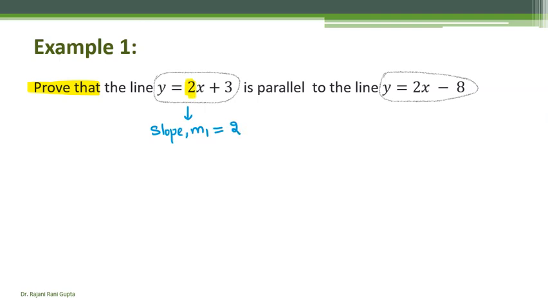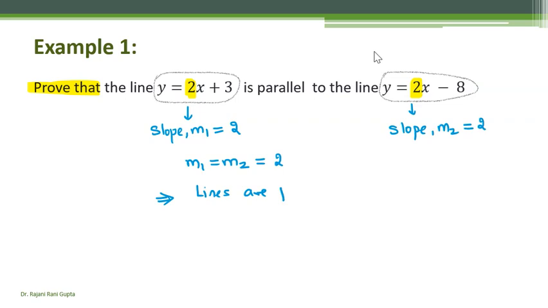For the second line, if I ask slope, m2, which is again the coefficient of x, it is 2. So what you see here, m1 is equal to m2 is equal to 2. So this implies that the given lines are parallel. Okay.